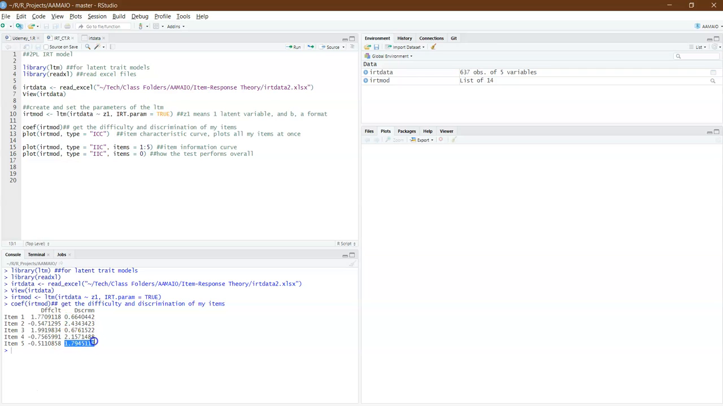So what this tells me is that the easy items, even though they're easy, are better able to tell between people that are high or low in the latent variable, but they're measuring it at a lower level than the items were intended to measure. Items 1 and 3 are doing just the opposite of that. They're very difficult, but they're not able to tell the difference between the high and low performers very well.